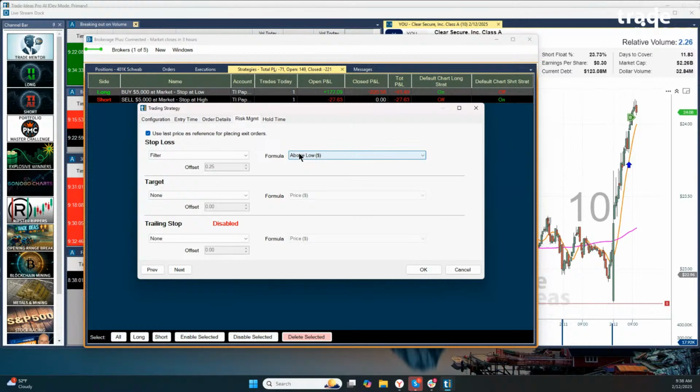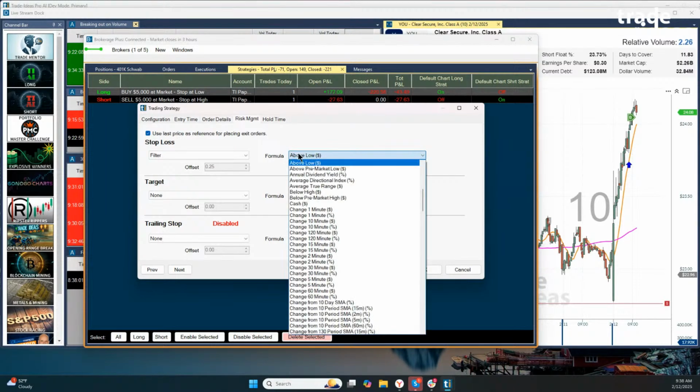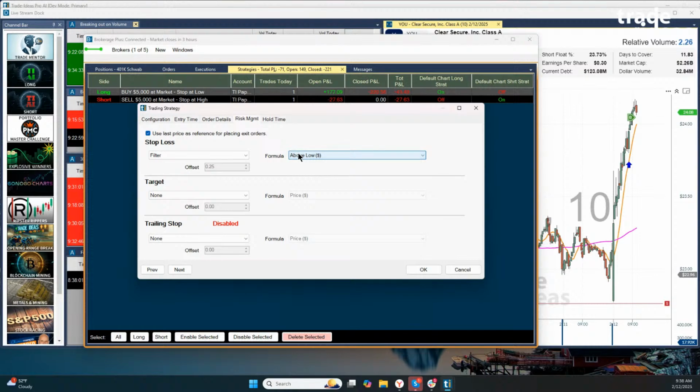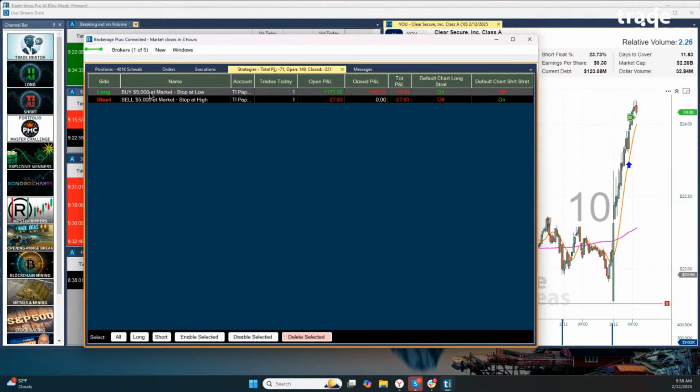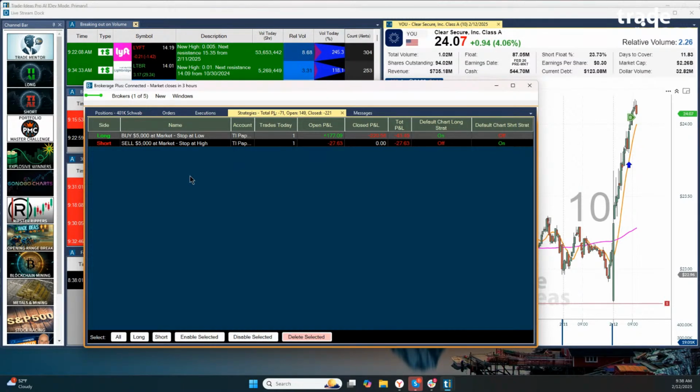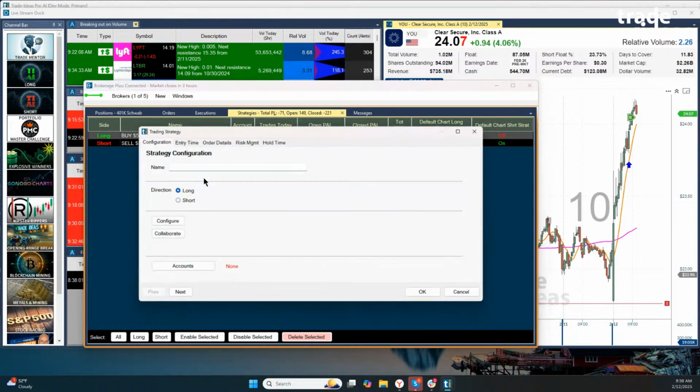So again, this is something that I'm pretty sure is available to everyone. There's tons of formulas in there, but that's how I have it so that whenever I buy or sell something, it stops me out at the low. Okay, so this is what that looks like. Hold time is irrelevant here, but buy and short, all of this is where you do your automation. So if you're dropping an automated strategy, you would right click and new trading strategy.